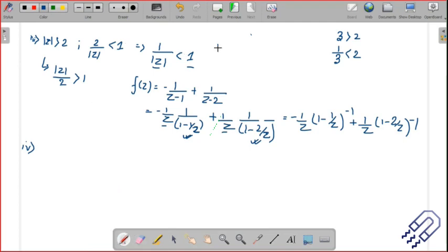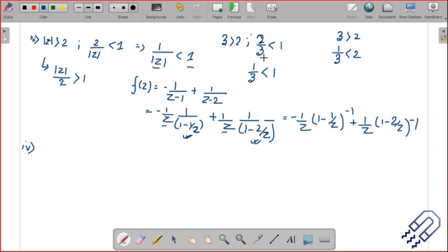So this is mod of z greater than 2. If I take 3 is greater than 2, then 2 divided by 3 would be less than 1. Now look here. 3 is greater than 2. That means if I take 2 on this side and then take the reciprocal, this is going to be less than 1. 2 divided by 3 is definitely going to be less than 1, right? So if 2 by 3 is less than 1, then 1 by 3 will also be less than 1. Does it make sense now?